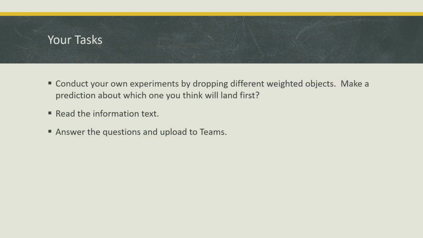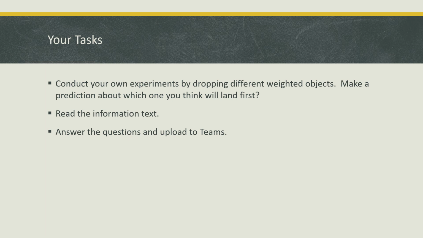Conduct your own experiments by dropping different weighted objects. Make a prediction about which one you think will land first. Remember what you've learned about where the objects that dropped at the same height, regardless of their weight, would land at the same time, okay? Especially if their surface area is around the same.